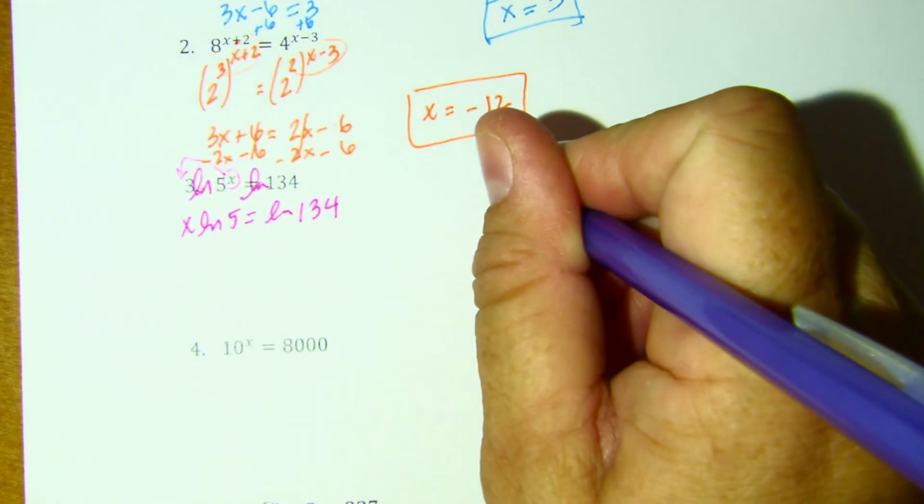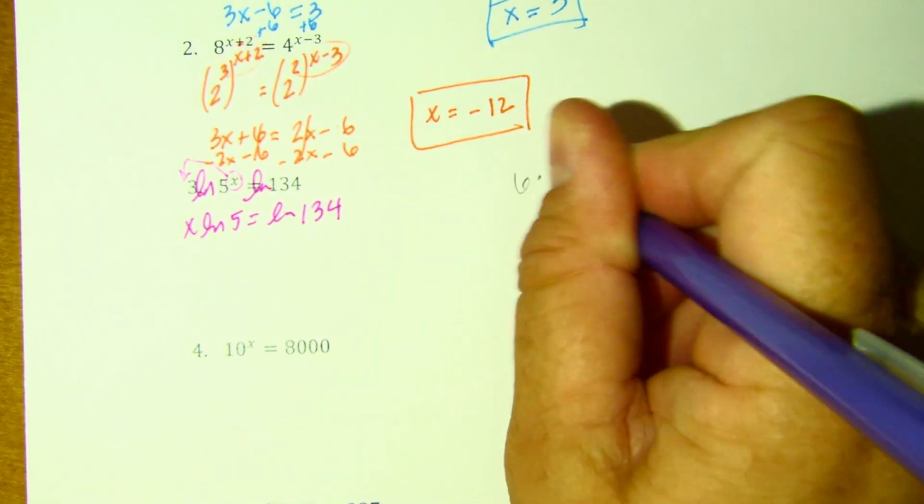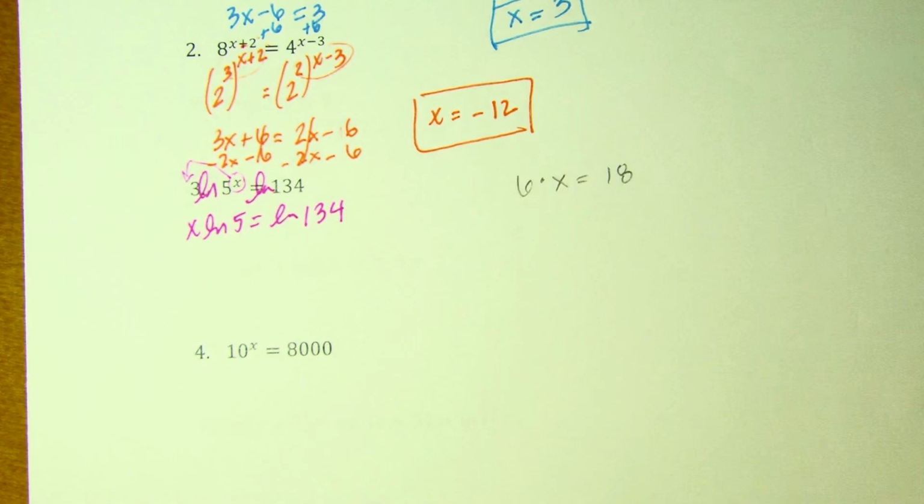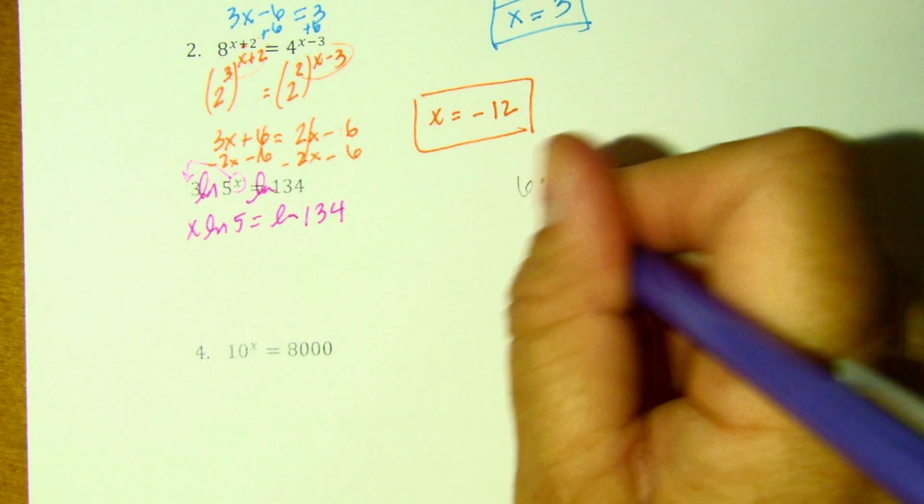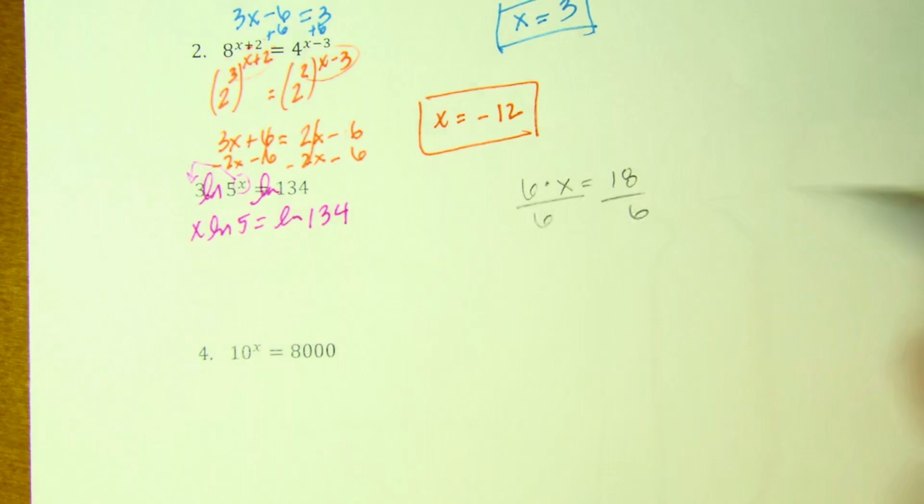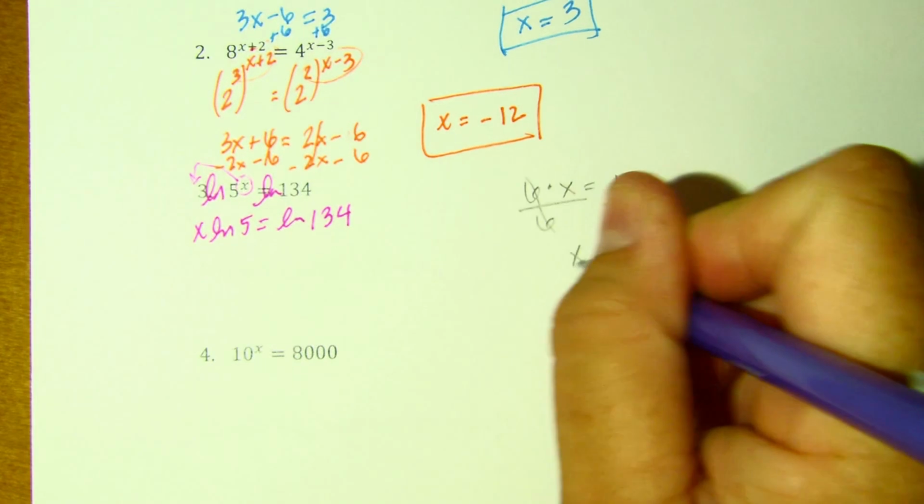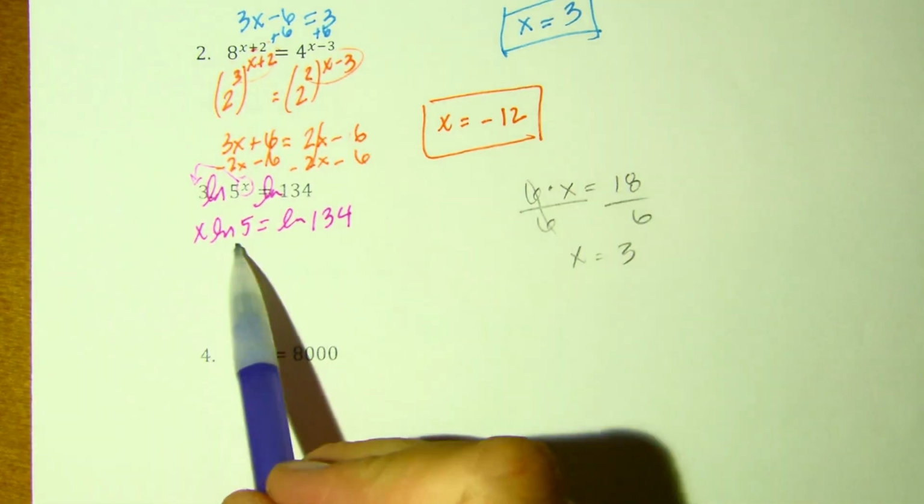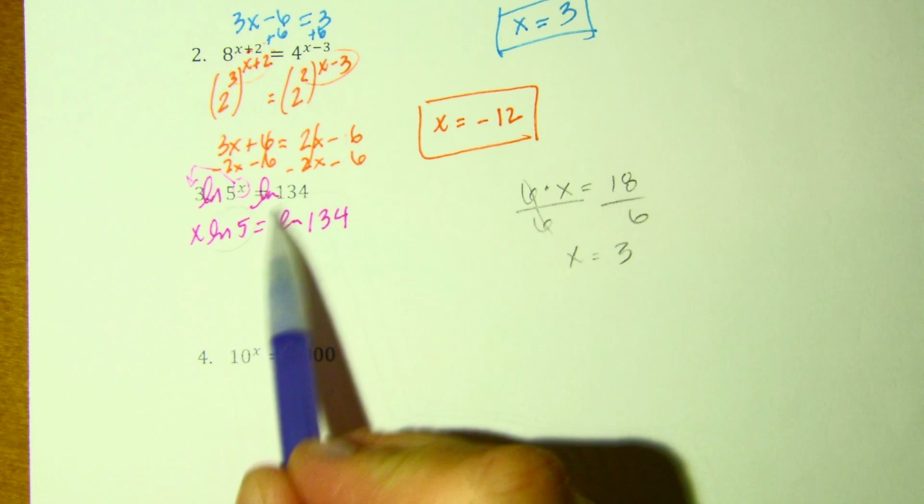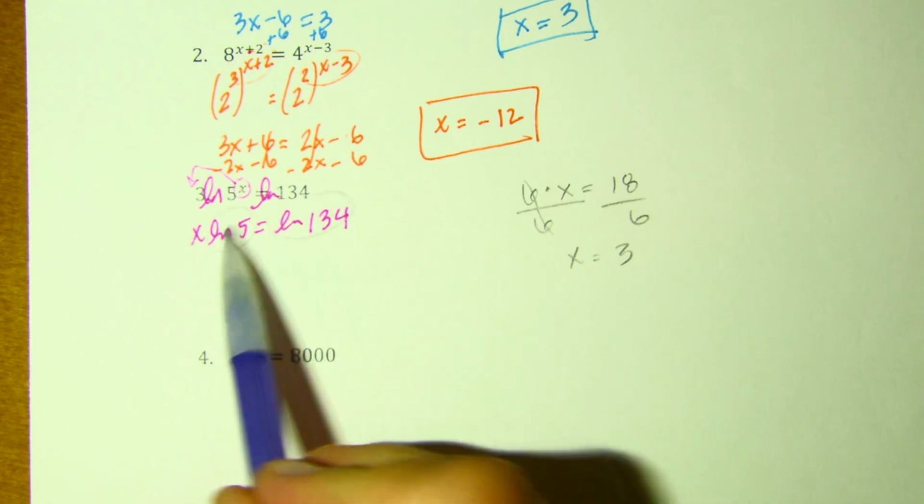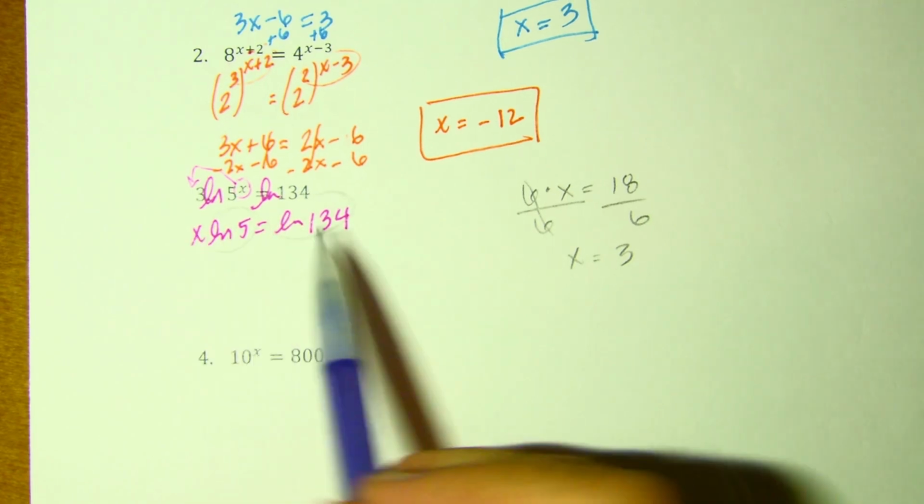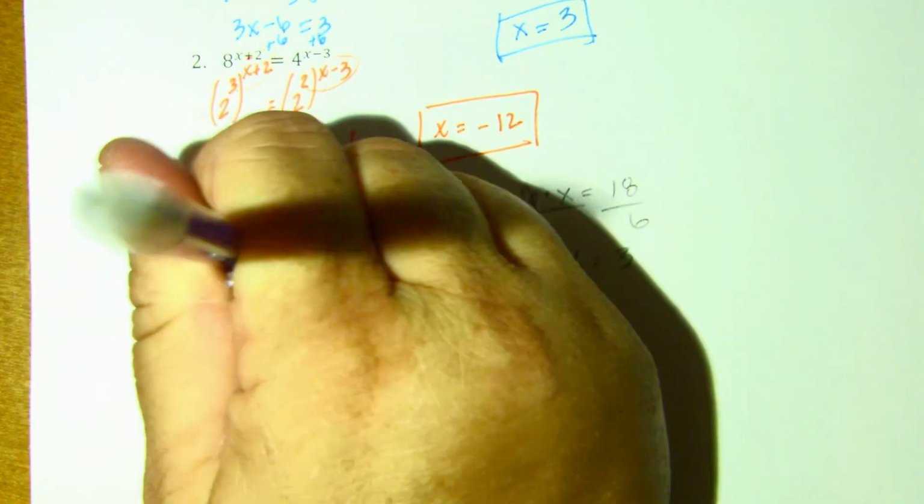If I had, let's say, 6 times x equals 18, well, then we could divide both sides by 6, and then we'd have x by itself, and that would be 3. That's essentially what we have here. This is a number, this is a number, so x times a number equals a number. We're just going to divide by that on both sides.